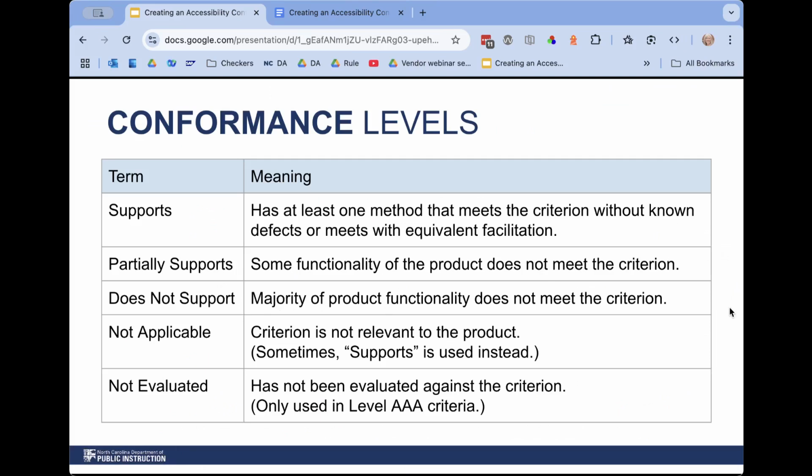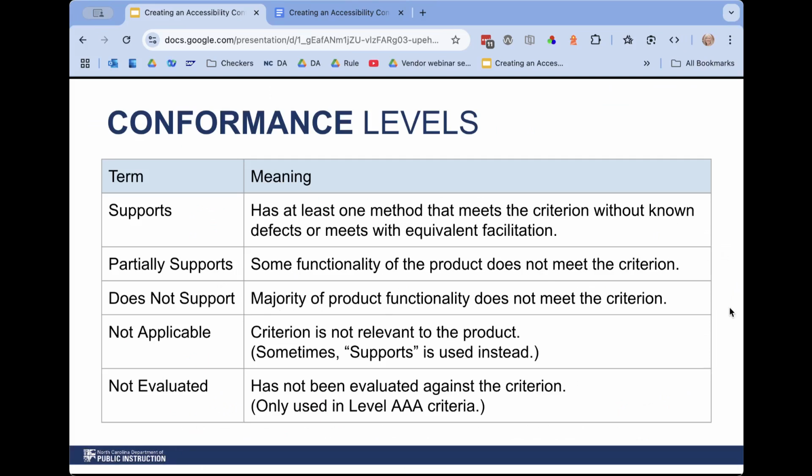Now, does not support, obviously, is when the majority of the functionality does not meet the criteria. Again, that's somewhat subjective, because majority for you may be defined differently than the majority of the functionality through the lens of the procurement team. Not applicable is just how it sounds. The criteria is not relevant.